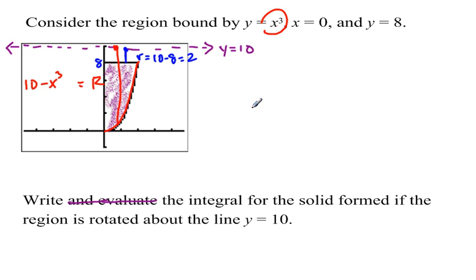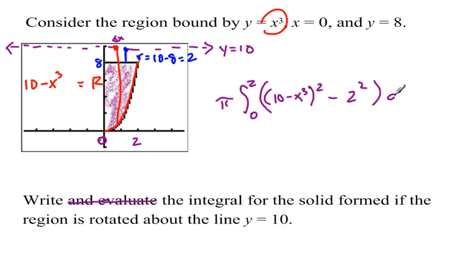So when I go to write this integral, I've got pi. Notice that these have a width of delta x, which means I'm going to use x values. So they're going to go from 0 to 2. And my big radius, we said, was 10 minus x cubed, squared. My small radius is just 2 squared, and all of that times dx.